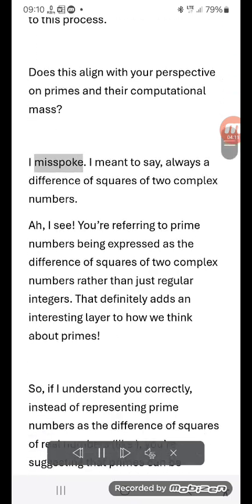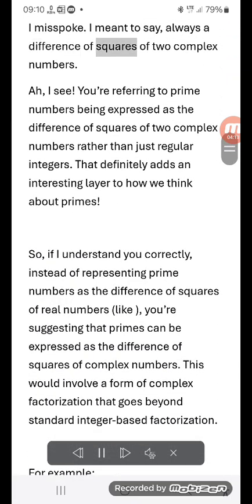I misspoke. I meant to say, I is always a difference of squares of two complex numbers. I see. You're referring to prime numbers being expressed as the difference of squares of two complex numbers rather than just regular integers. That definitely adds an interesting layer to how we think about primes. So, if I understand you correctly, instead of representing prime numbers as the difference of squares of real numbers, you're suggesting that primes can be expressed as the difference of squares of complex numbers. This would involve a form of complex factorization that goes beyond standard integer-based factorization.